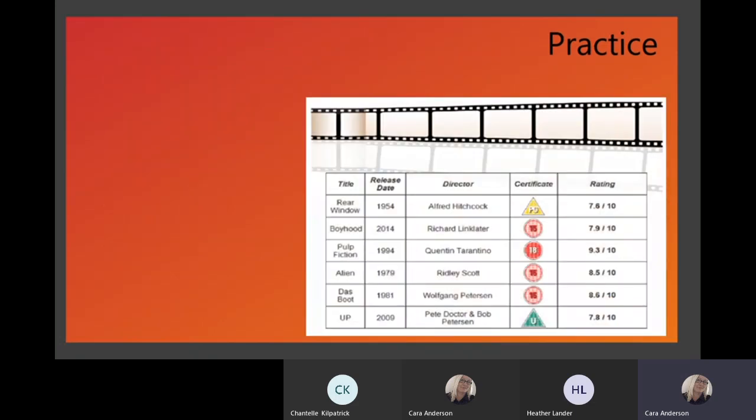So another practice. So this time you've got cinema listings. So question number 1 is, you want to watch the film with the most favourable rating. Which film should you choose? Again, slightly different information on this one, but it should be pretty simple to locate. Again, it's just picking out the key information in that question.